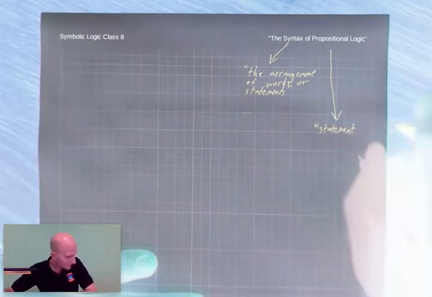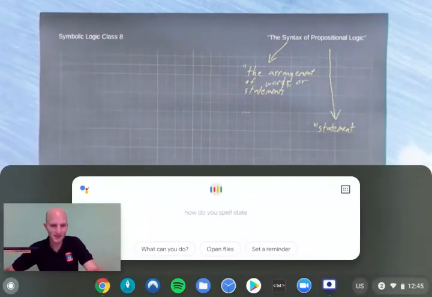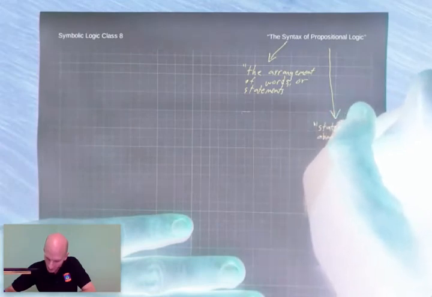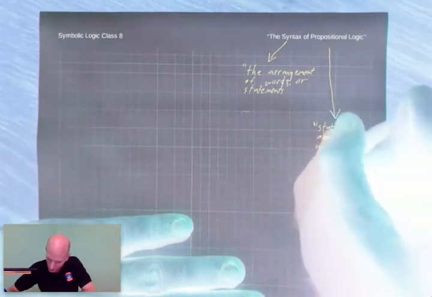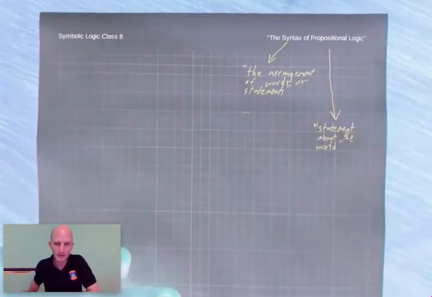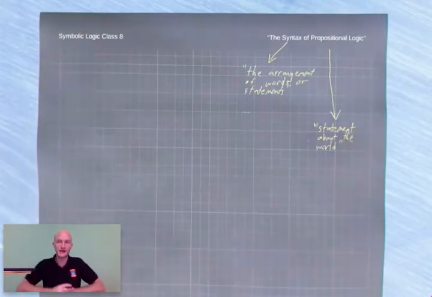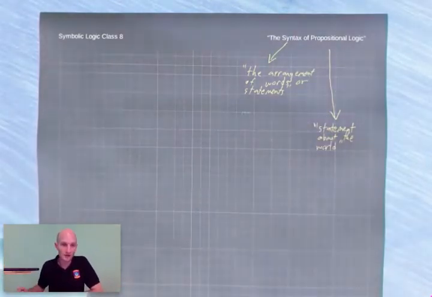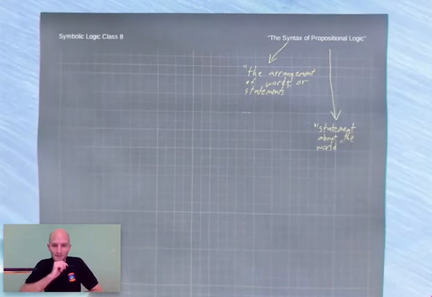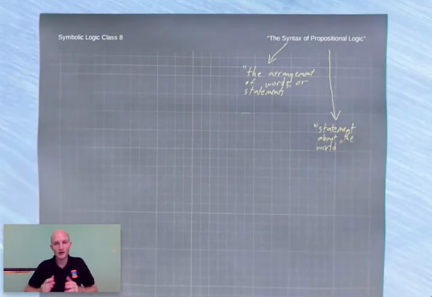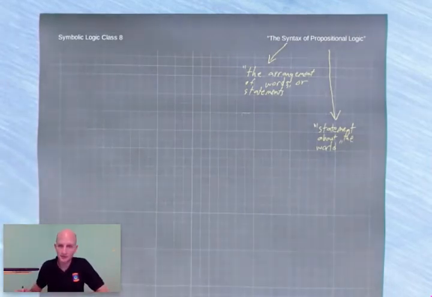Statement about the world. And obviously propositional would be the adjective of proposition, describing a statement about the world. Now, the proposition that I'm referring to could be true or false. The propositions we look at, yeah, they could be true or false.